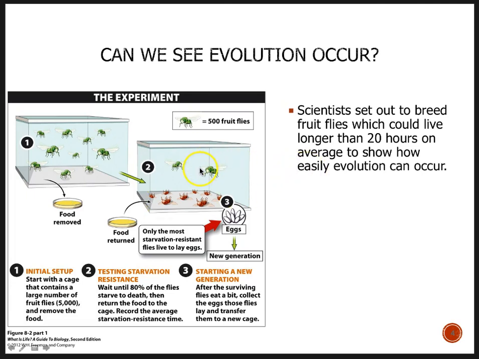But they didn't let them all die. They waited until 80% of them died. So there's only 1,000 fruit flies left out of those original 5,000. And they recorded the time it took for these fruit flies to die. And once they were only left with 20% of that population, they put the food back in, and the fruit flies that survived could now eat. And they could also reproduce, right? So we have this subset of the population that are surviving to reproduce. So what they're doing with this study is they're trying to see if fruit flies can evolve to live longer under these starvation circumstances.